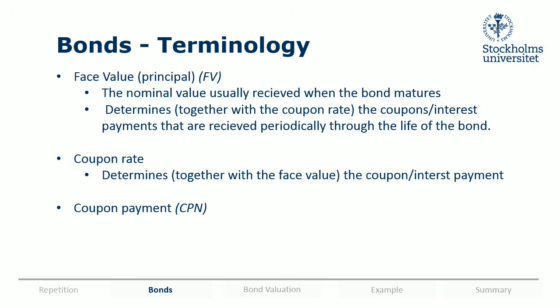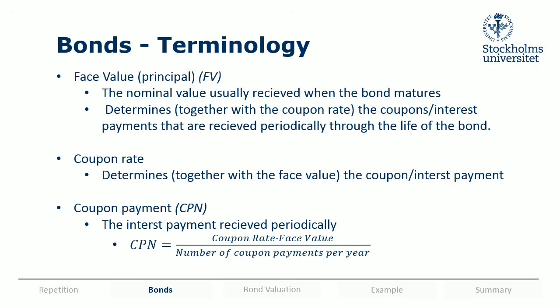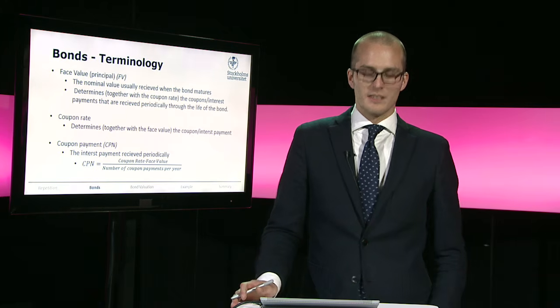The coupon payment, which I've talked about, is the interest payment received periodically. So if you enter the bond contract, you will get paid some amount, typically every half year or so, semi-annually. In this course, often annually, so once a year, but it can be something else as well.